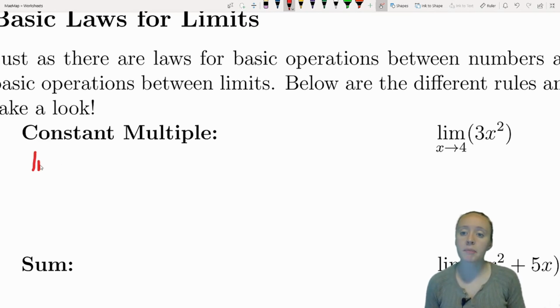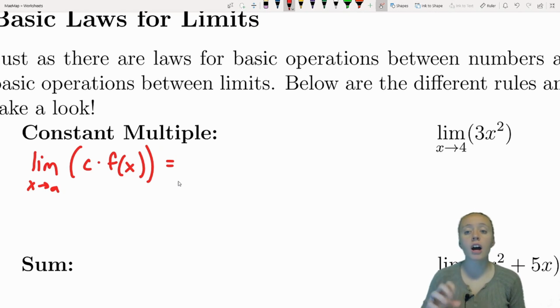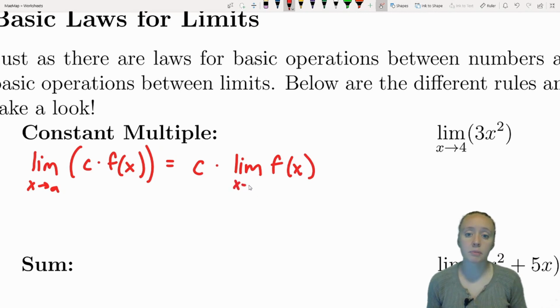So if I have the limit as x approaches a of some function, but I am multiplying that function by a constant, by some real number, let's call that number c. So if I have c times f of x, the constant multiple law allows me to pull that c out in front. So I can take c and multiply it by the limit of f of x as x approaches a.